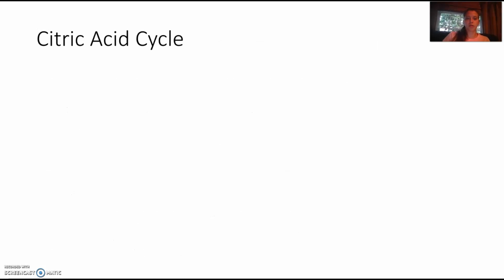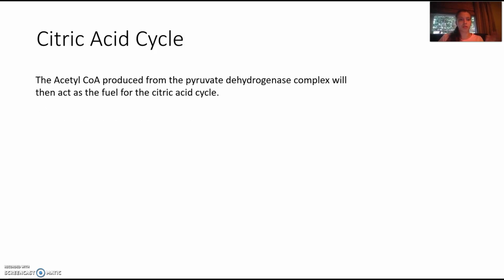Okay, so now we're going to go into the citric acid cycle. As we know, glycolysis and the citric acid cycle are linked together by the pyruvate dehydrogenase complex, so that's important. We just went through that. So now we're thinking about the CoA that was just formed from the pyruvate dehydrogenase complex. That acetyl-CoA that is produced will act as the fuel for the citric acid cycle.